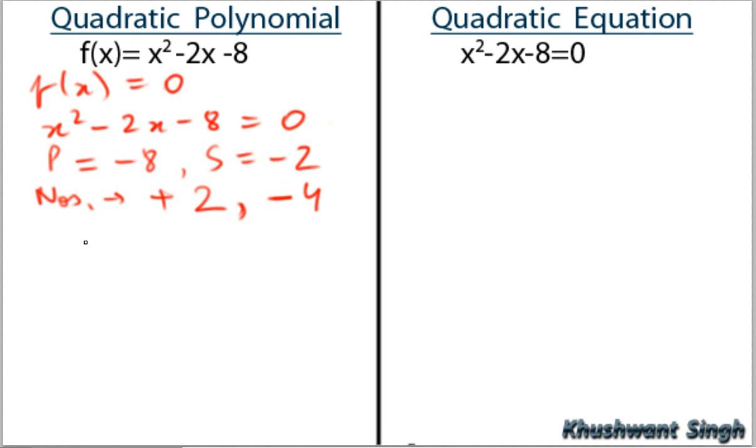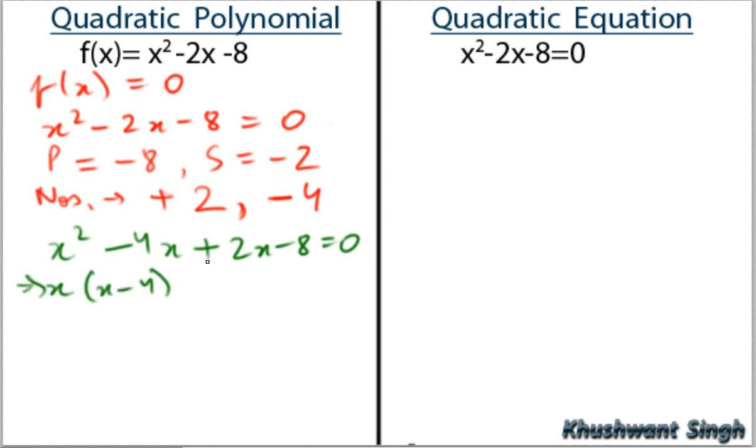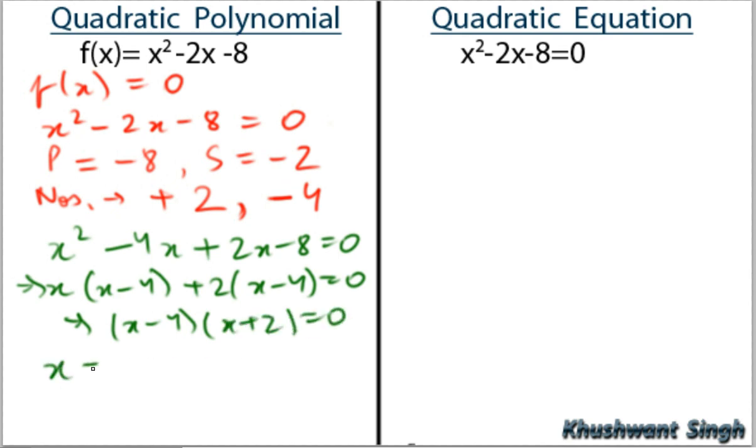If you want, I can make another video for this splitting of the middle term. This is very interesting. So minus 4x plus 2x minus 8 equal to 0. Common in these two is x minus 4, and common in these two, plus 2, x minus 4 is equal to 0. So (x minus 4)(x plus 2) is equal to 0. Hence the zeros are 4 and minus 2.